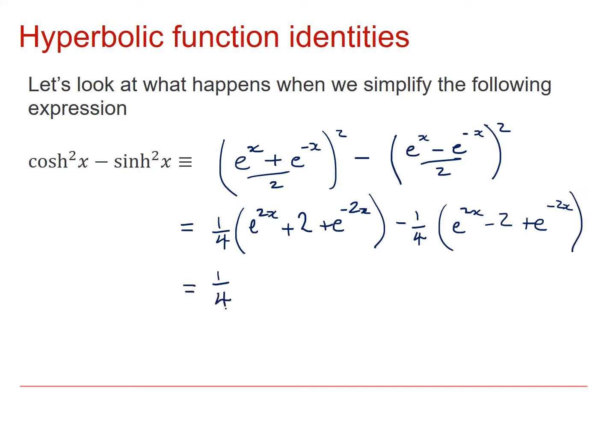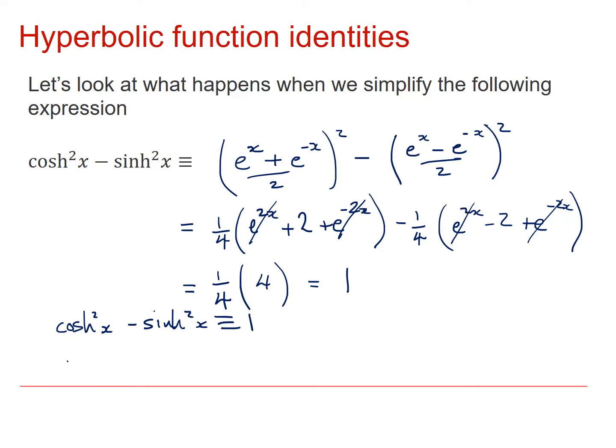Gathering those together, a quarter can come out as a common factor and I get e to the 2x and a minus e to the 2x there, and an e to the minus 2x and a minus e to the minus 2x there, so they all go, and I've got 2 minus minus 2, so I get 4. So that comes out to be 1. So cosh squared x minus sinh squared x is 1. That's an identity, it's true for all values of x.